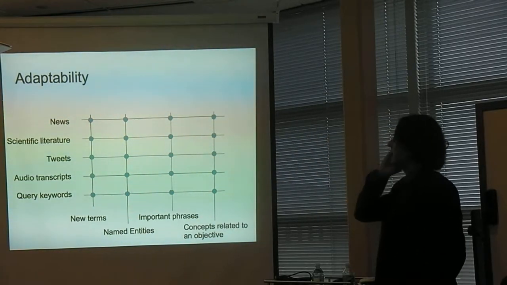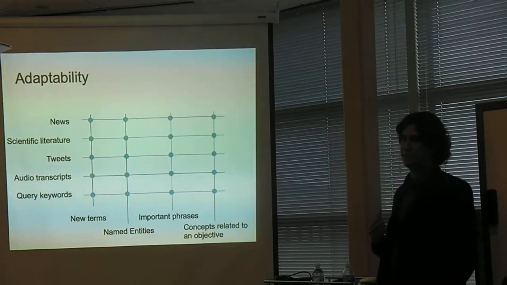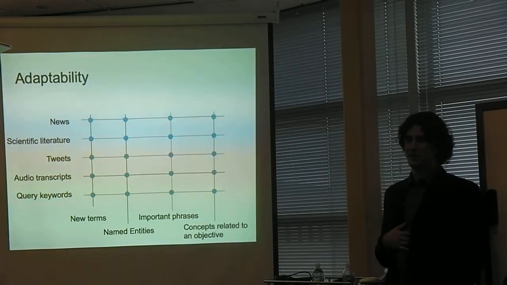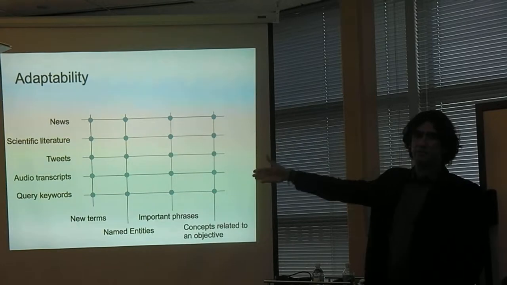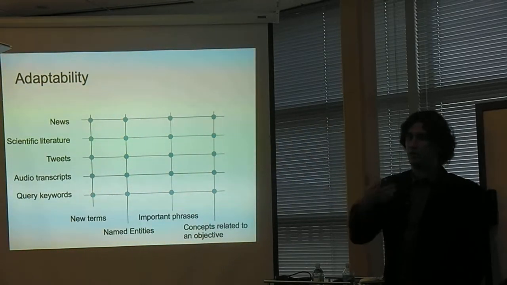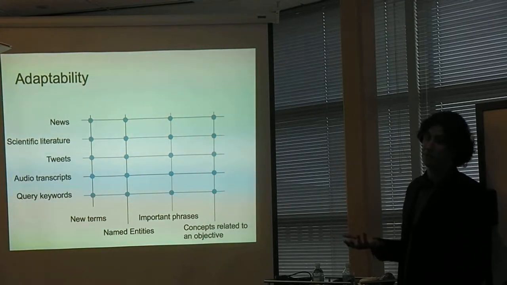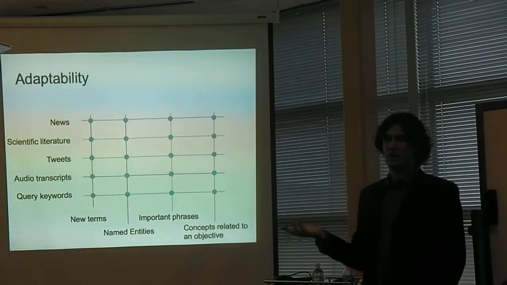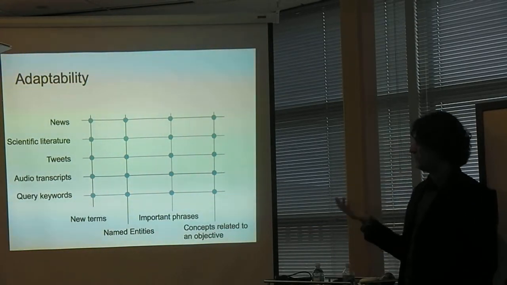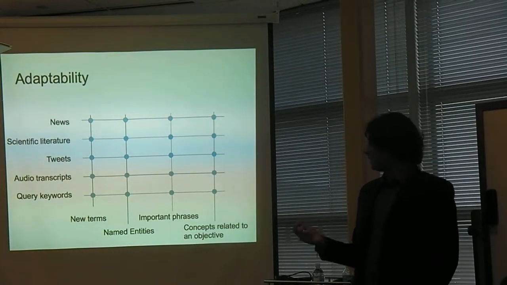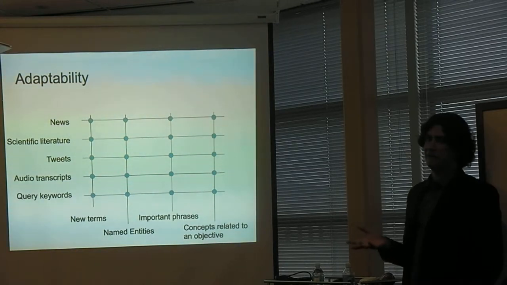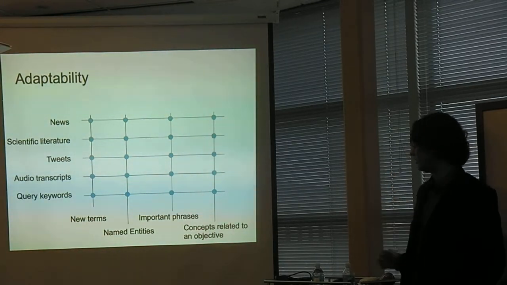So I also said that knowledge-based tagging requires adaptability to different needs. A developer that comes to use an annotation as a service system might have different types of input text. Starting from news, which is very well-formed journalistic text, going through scientific literature, which is perhaps a bit more sophisticated writing, tweets, where it's not sophisticated at all, is actually quite simple and with abbreviations, with problems in grammar, and so on, to audio transcripts, which I'm going to show in case studies later, which has problems with token transcription errors, and query keywords, which actually have very little context in the text itself.